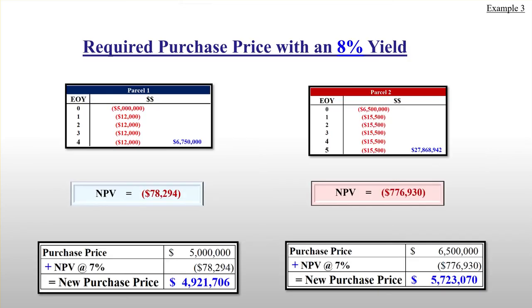And once that is done, in order for us to achieve an 8% yield, for parcel 1, we can afford to pay no more than $4,921,706. And for parcel 2, we should not pay more than $5,723,070. Not if we want to achieve an 8% yield.